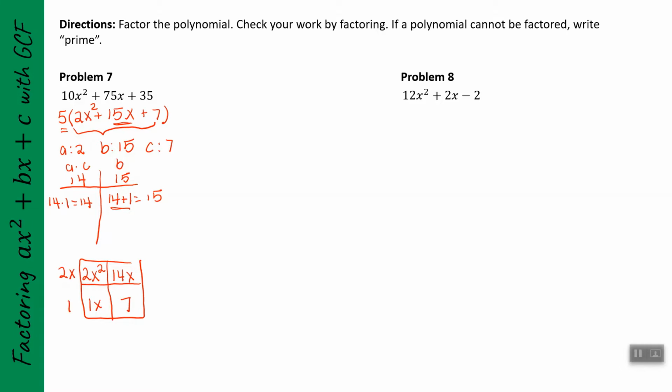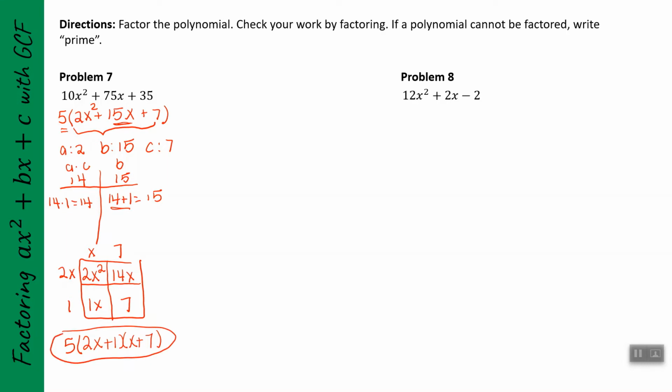2 times 1 is 2. X times x gets me x squared. X times 1 gets me that 1x. 2 times 7 is 14. I already have the x, so I don't need to add another one. 7 times 1 is 7. So that works for all of the boxes. Don't forget to bring down my original GCF, which is 5. And then I have 2x plus 1, x plus 7. And that's my factored form.